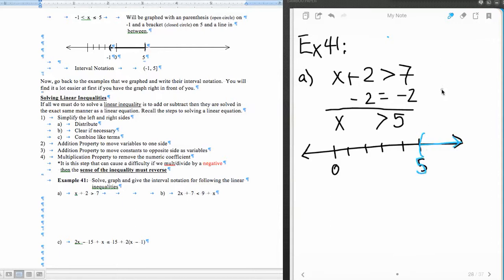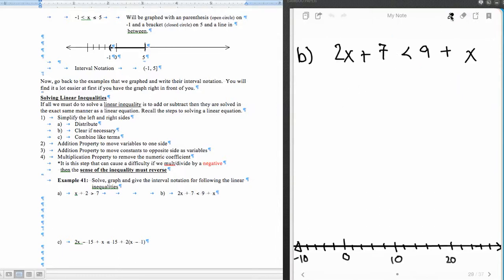And last but not least, I'm going to give the solution set in interval notation. So parenthesis with the 5, and then it goes off to infinity, which can never be grabbed, so I put a parenthesis around it. And so those are my three things that we want to do: solve it, then give a graph, and then give interval notation. And then we'll go on to part B.